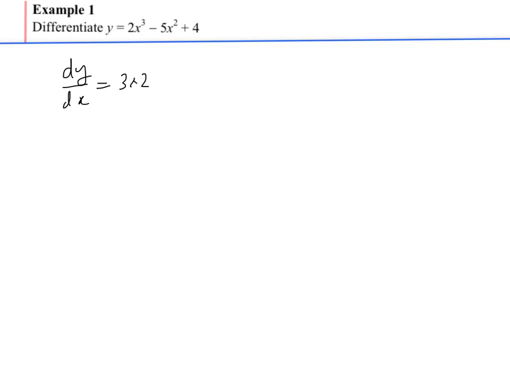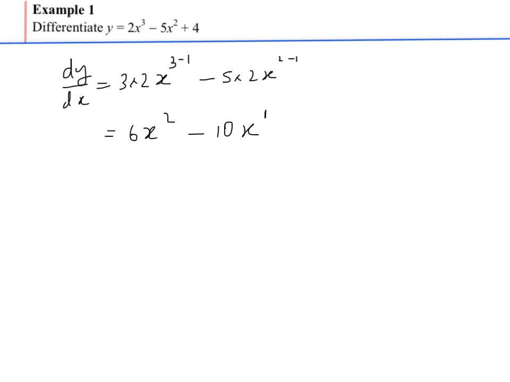So you've got 3 times 2x, and then 3 take away 1, take away 5 times 2 times x, 2 take away 1, and then that 4 just becomes a 0. So if there's nothing next to it, that coefficient over here, because we're differentiating with respect to x, there is no x here, so it doesn't pick anything up. It doesn't do anything to that. That just disappears. And what we get is 6x squared take away 10x to the power of 1. Okay.